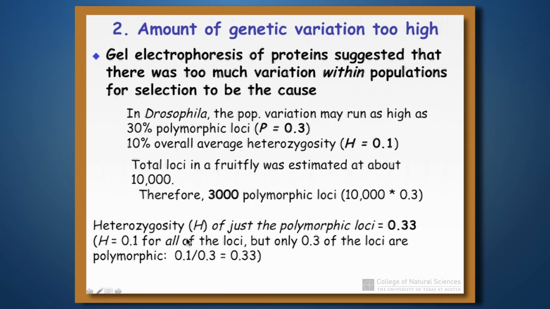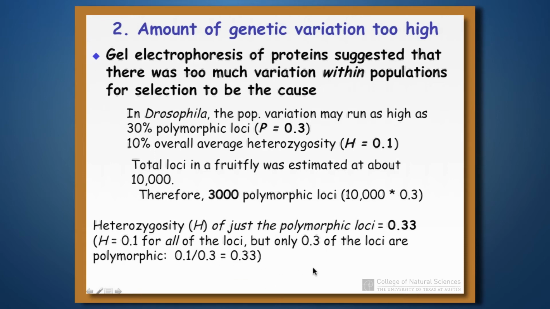So what we want to know is the heterozygosity of just the polymorphic loci, and that turns out to be about 33%. The way that you get this is you just take the average heterozygosity and divide that by the percentage of polymorphic loci, and that gives us the average heterozygosity of the polymorphic loci, or 33%.